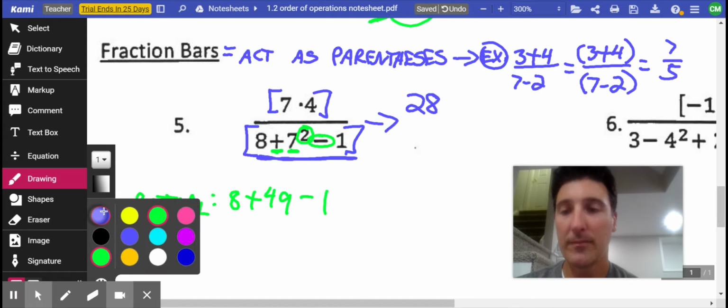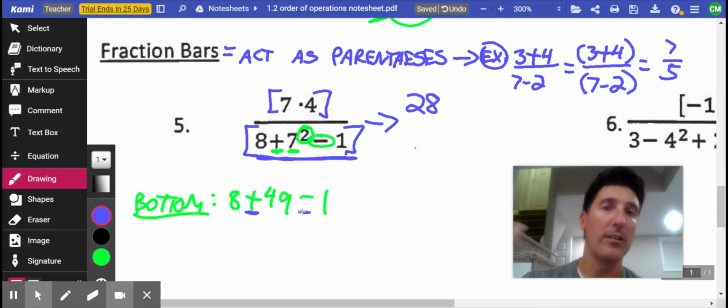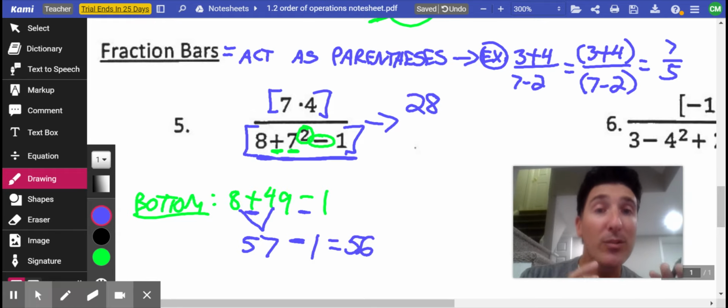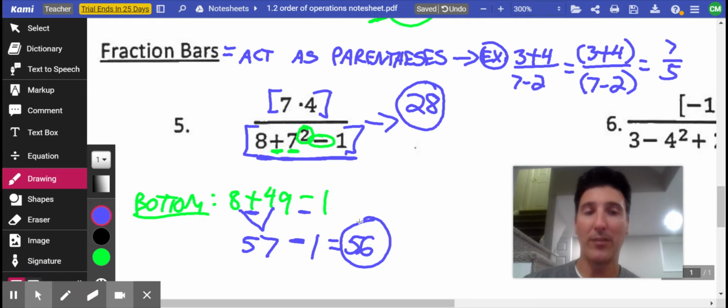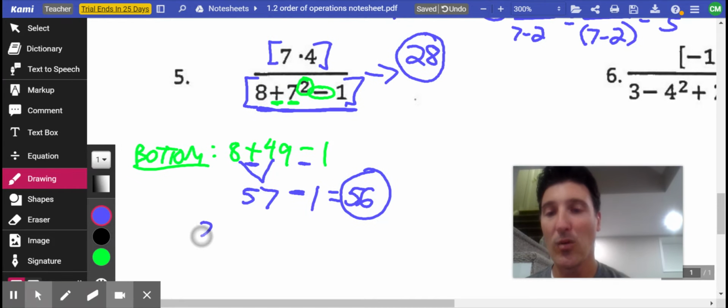Then we have addition and subtraction. That's the last priority. So I work left to right. 8 plus 49 is 57, and then 57 minus 1 is 56. Now, I'm not done. Some students do this, like, okay, great, the answer is 56, but don't forget about the top. This was the top. This is the bottom. The very last thing you have to do is make it a fraction. So if I make this a fraction, it's 28 over 56.